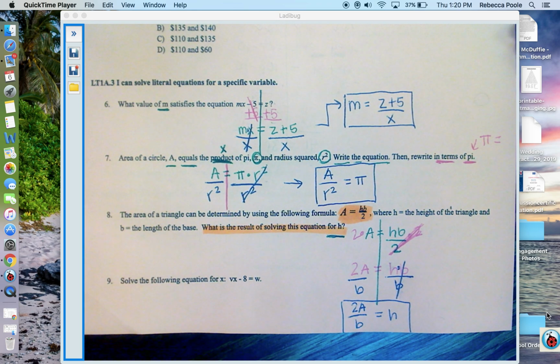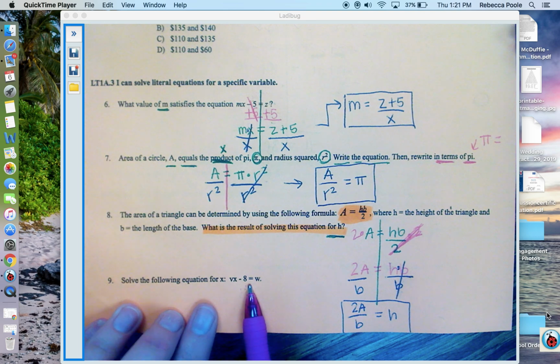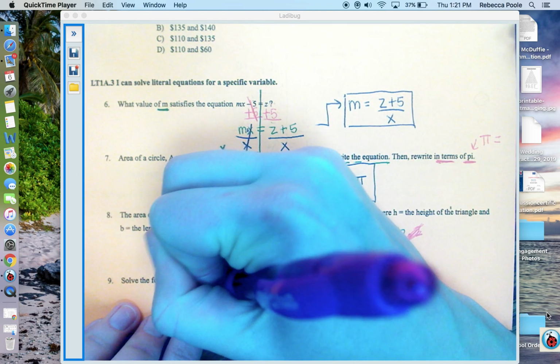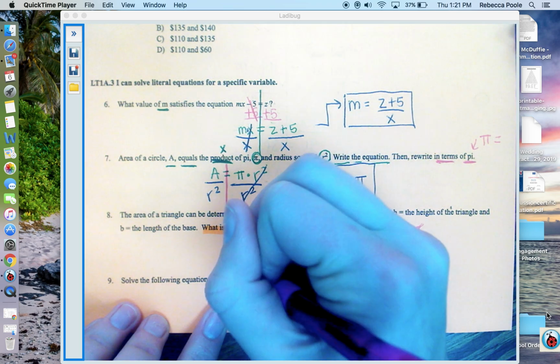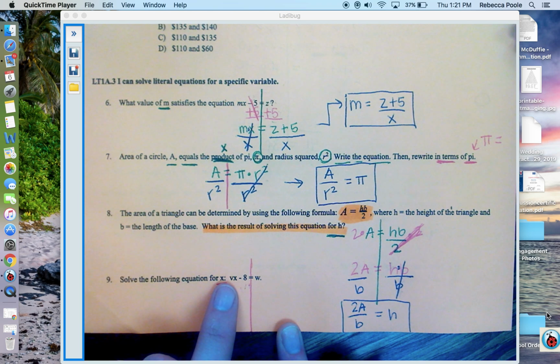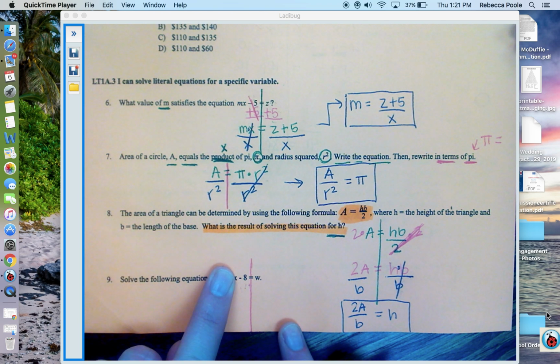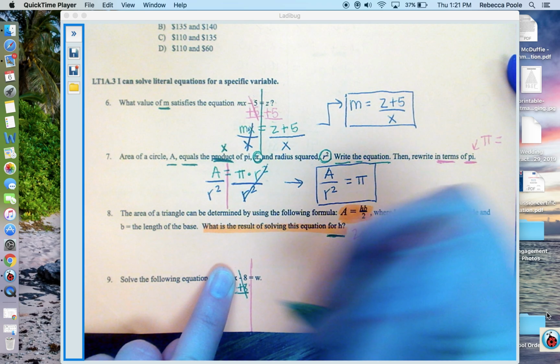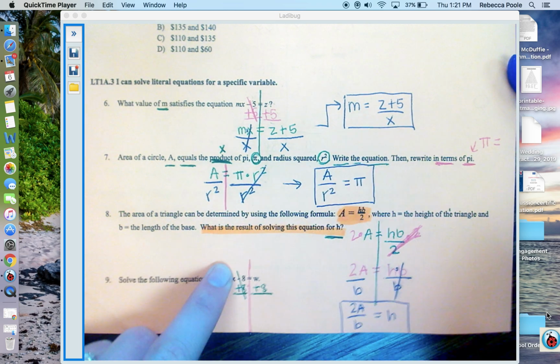Alright, so the last type of literal equation you'll see on your test is very similar to this one right here. So it says solve the following equation for X. So I'm going to draw my wall. And I'm going to cover X. And right now the V is touching the X, so that gets covered. So the first thing I need to move is this negative 8. So I'm going to make it positive so it cancels. And what you do to one side, you do to the other.